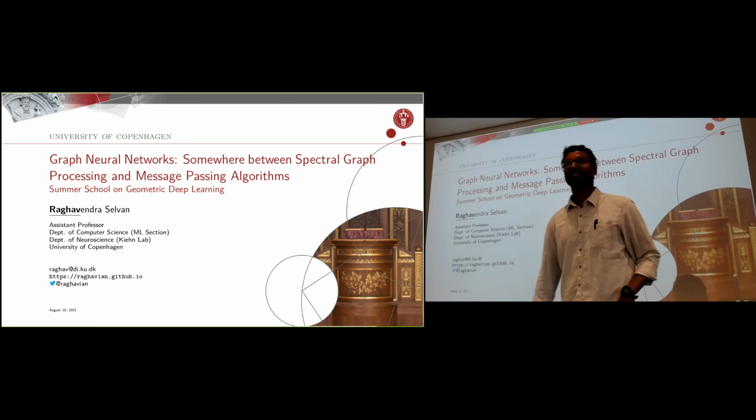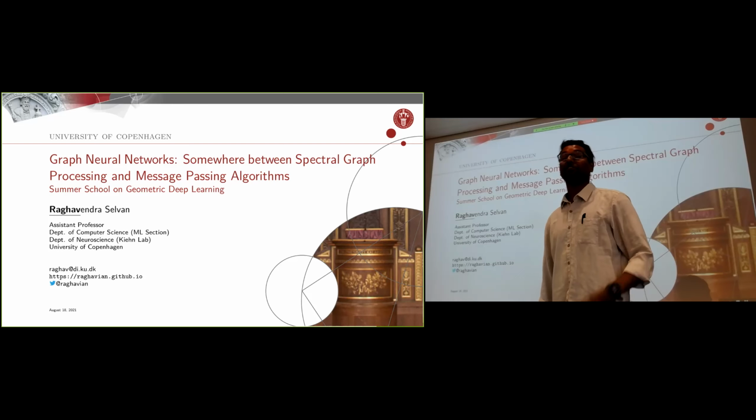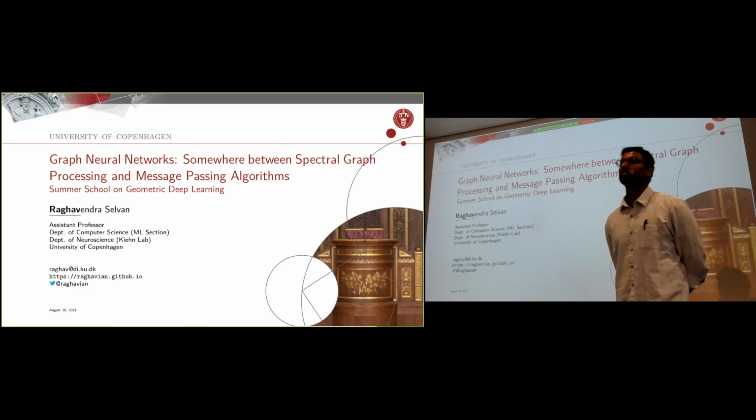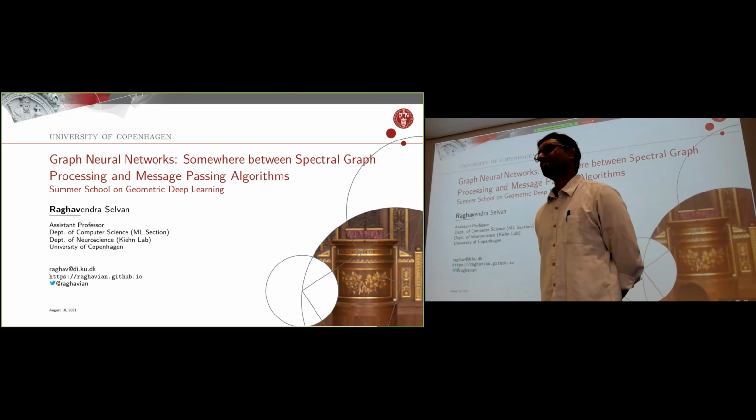My name is Raghavendra Selvan. So I know you got lost after the first two syllables. So you can also stop then. So you can call me Raghav. I'm an assistant professor at the University of Copenhagen. I have dual affiliations for the computer science and at the neuroscience departments.